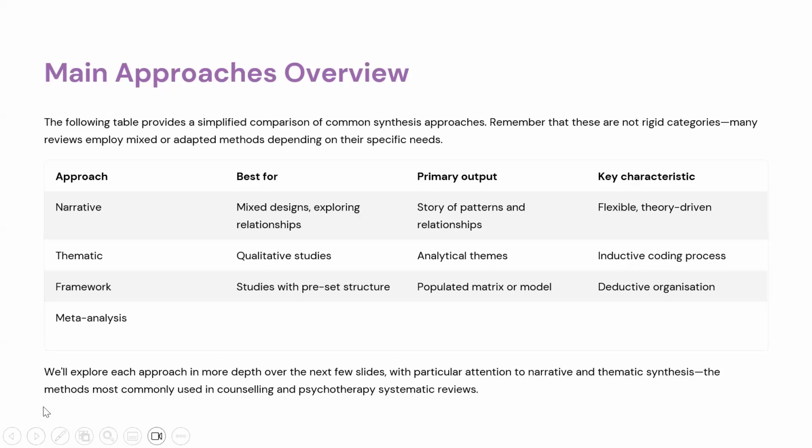Finally, we have the meta-analysis, which is best used for homogeneous quantitative trials. It's ideal for when you're trying to produce pooled effect sizes. And its key characteristic is statistical aggregation. So this is where, if you're working with very data-heavy studies, you might want to look into a meta-analysis as a potential methodology going forward.